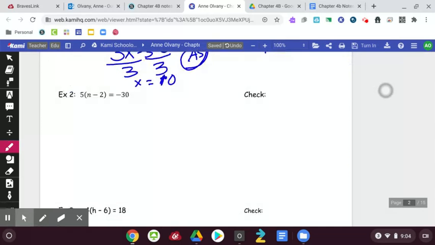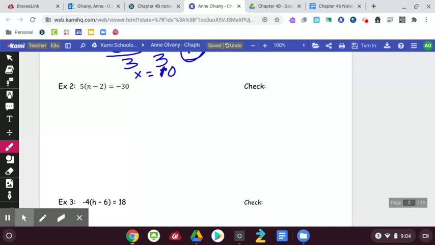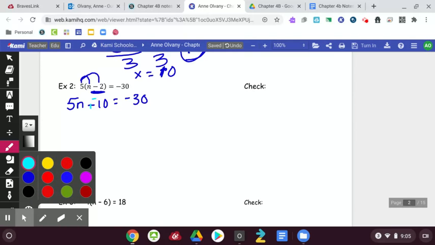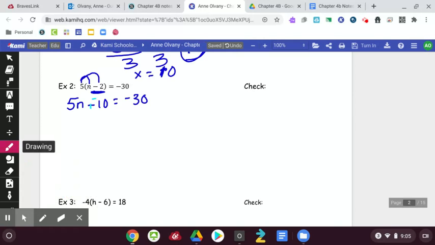Okay, next problem. Again, we see a number directly next to a parenthesis with nothing in the middle, which means we are going to distribute using multiplication. 5 times n is 5n. And then here we have 5, but be careful, that's a negative 2. 5 times negative 2 is negative 10. That's 5n minus 10. Remember, if we added our inverse, we would have plus a negative. So it's the same.